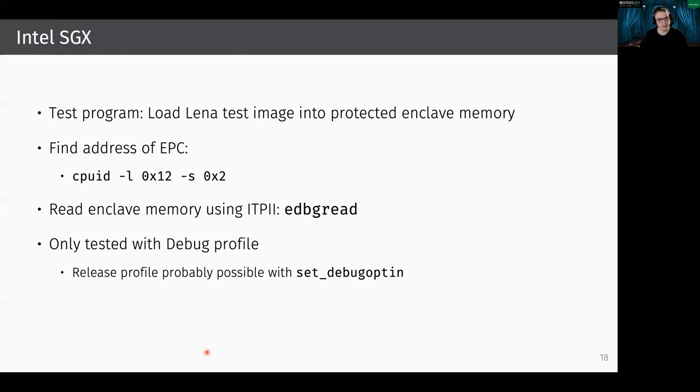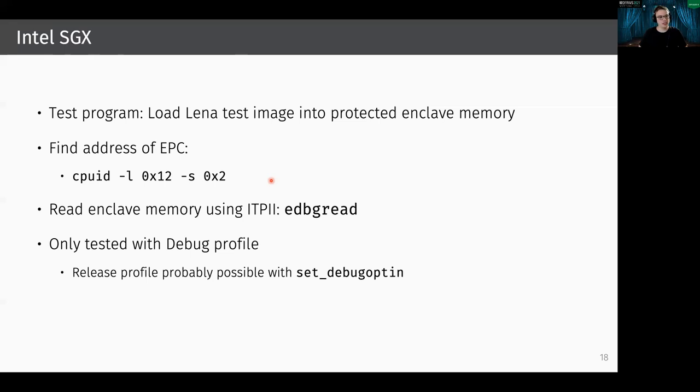To find the address, one first needs to find out the physical address of the enclave page cache. This can be done using this CPUID command. And to actually read the memory, we use the ITP II function edbg read, which probably stands for enclave debug read.